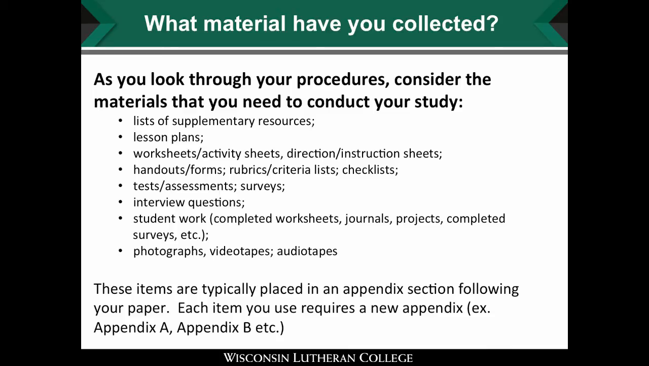And then finally, once the material is done, as we spoke about a while back, you're going to change the future tense of what you planned to do going forward to what you actually did. Making sure that all of these pieces are there and a part of the Chapter 3 process. These are typically placed in the appendix section, like we mentioned before, following your paper. Again, each item you use requires a new appendix. So, for instance, Appendix A, B, and so on.